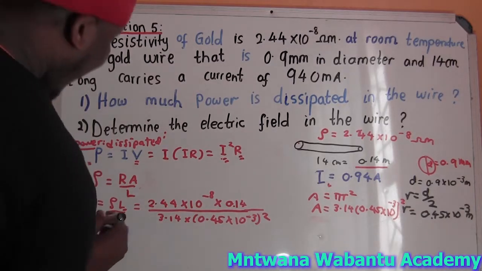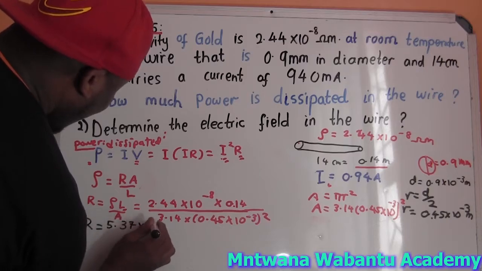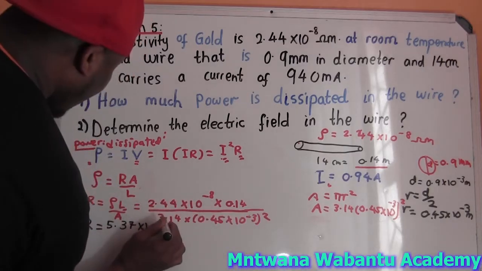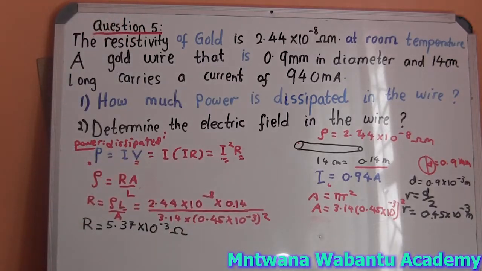What is our resistance? 5.37 times 10 power negative 3 ohm, after we plug in all of this. Oh, so we have our resistance. So since we got our resistance, then we can get our power. Let's get our power. Very easy, man.